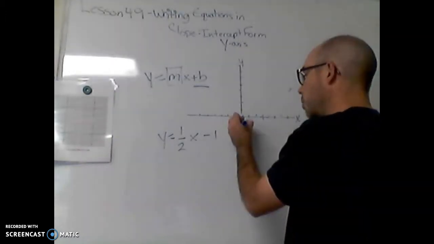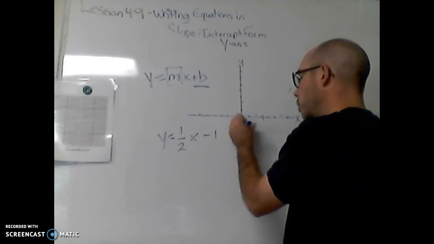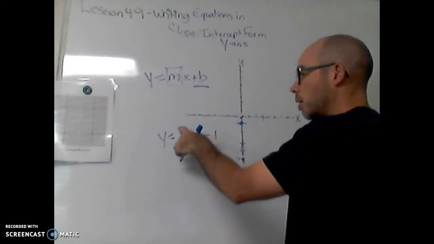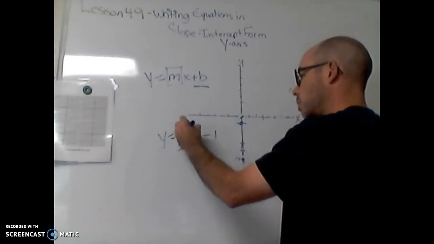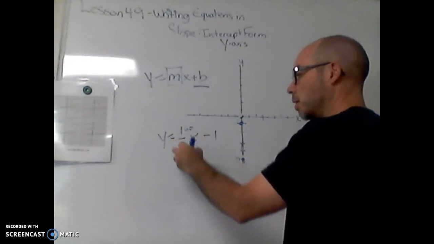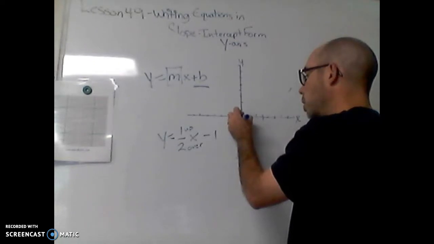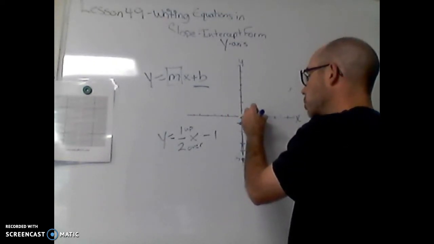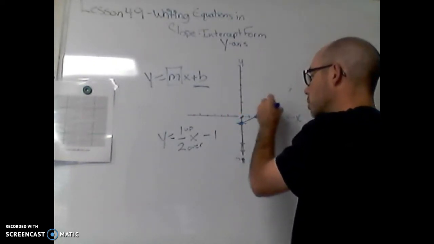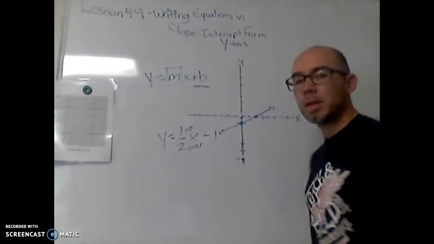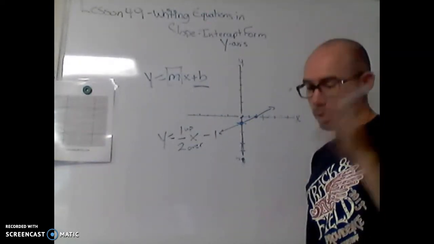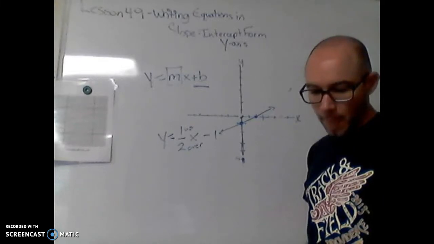So I'm going to put that point right here at -1, and then I'm going to go up 1 because it's a positive 1, and I'm going to go over 2. There's my second point. I can then draw the line through those 2 points, and I'm done.